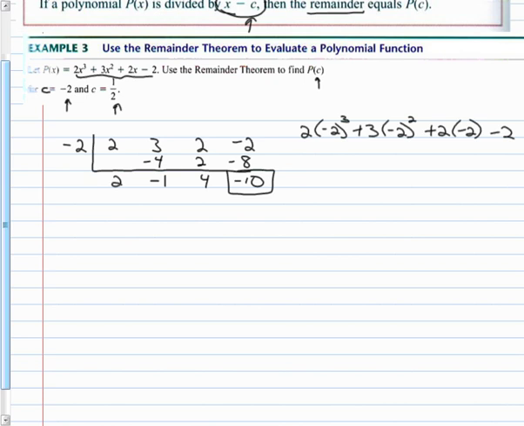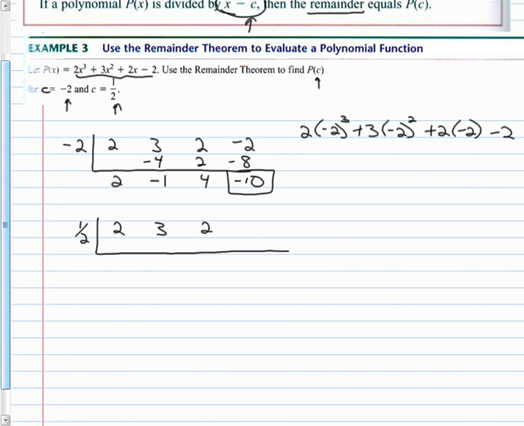According to the remainder theorem, it's -10. That's what the remainder theorem is. So when they say 1/2, well, I can do synthetic division with 1/2. We can do synthetic division with any kind of number out there.